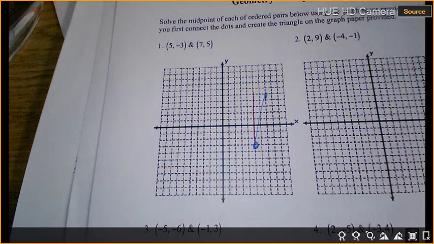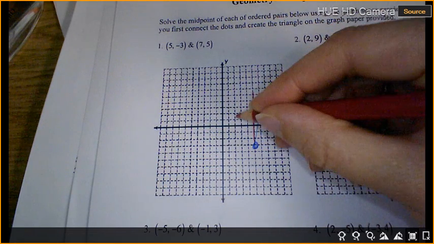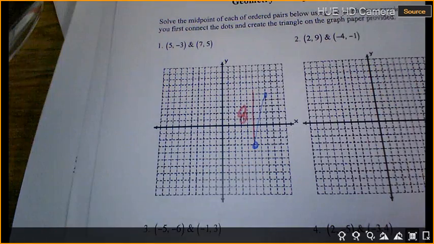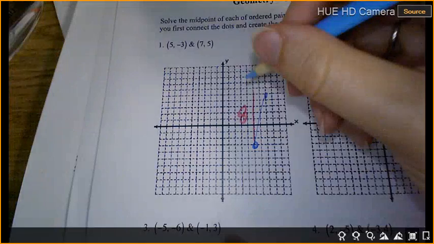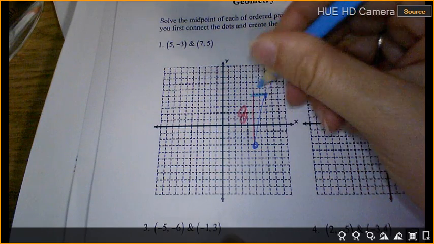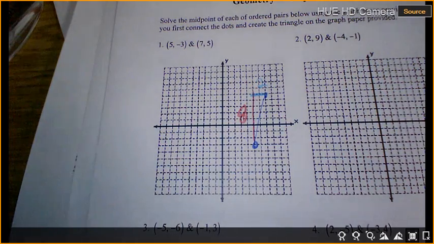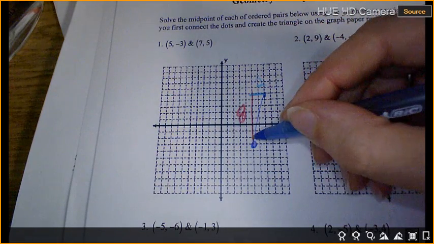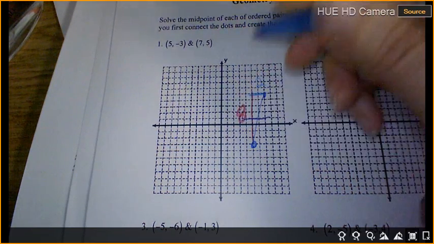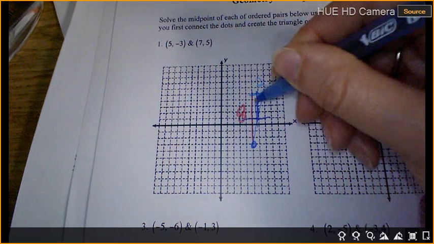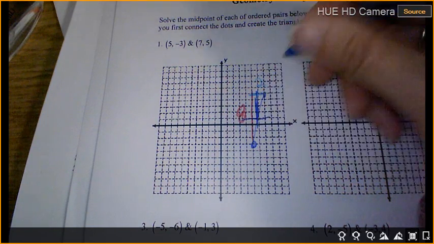So the distance between -3 and 5 is 8. And the distance between 5 and 7 is 2. So if we want the midpoint, what's half of 8? 4. So if I go to this bottom point and I count up 1, 2, 3, 4, I'm going to be here. And if I count over 2, half of 2 is 1, so I'm going to be here. So that's my midpoint right there, which is (6, 1).